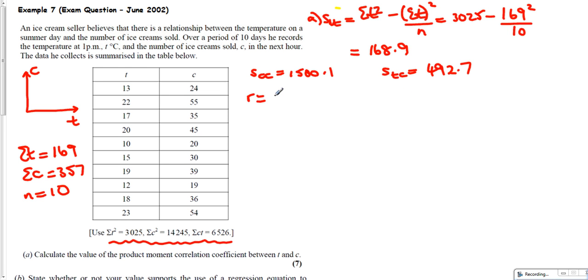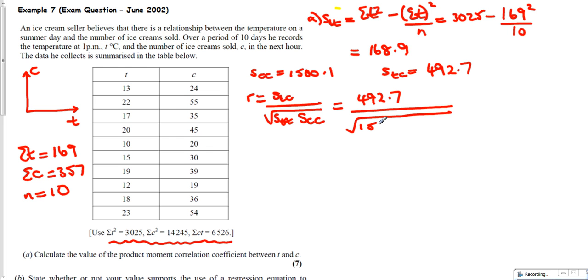So pause the video and see if you can get those. Then for r, we do SXY, which in this case is TC, over the square root of SXX, so that's TT, SCC. Working those out, we get 492.7 divided by the square root of 1500.1 multiplied by 168.9. And if we work that out, we get 0.979 to three significant figures. So that's 7 marks. If you practice that, it's a really straightforward 7 marks.